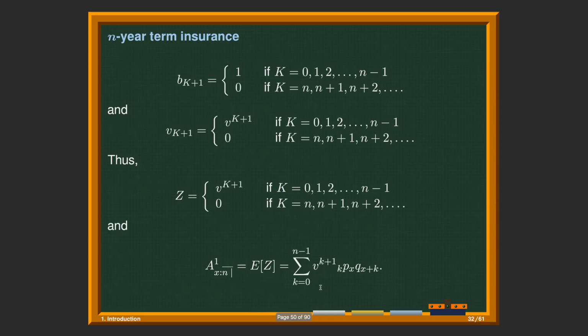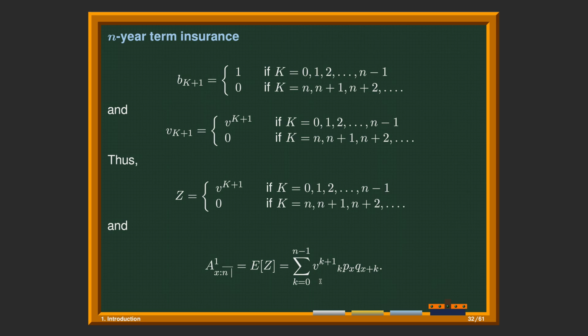Okay? For the n-year term insurance, again, we note that the benefit will be paid only if death occurs during the n-year term. So if k is 0, 1, 2, up to n minus 1, there will be a benefit of 1 unit. But otherwise, there is no benefit. So the discount function would be v to the k plus 1 for k from 0, 1, 2, up to n minus 1, and 0 otherwise. So Z will take this form, right?